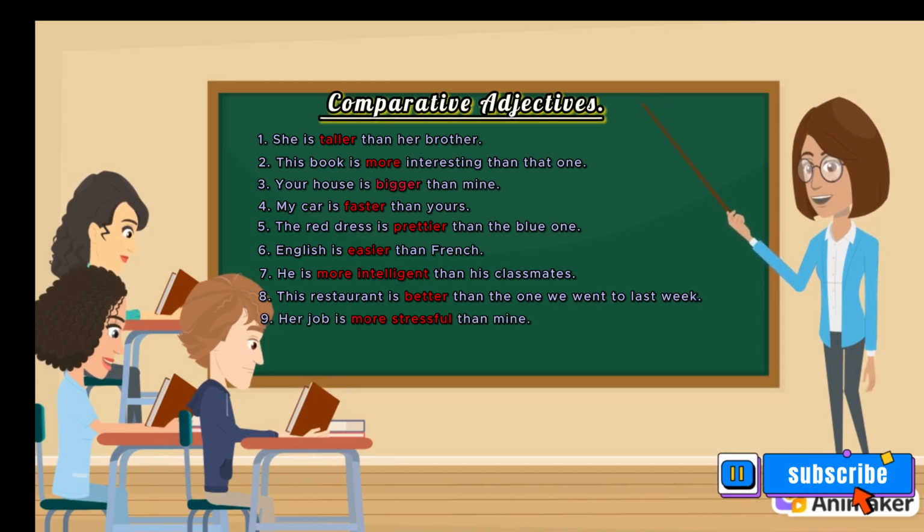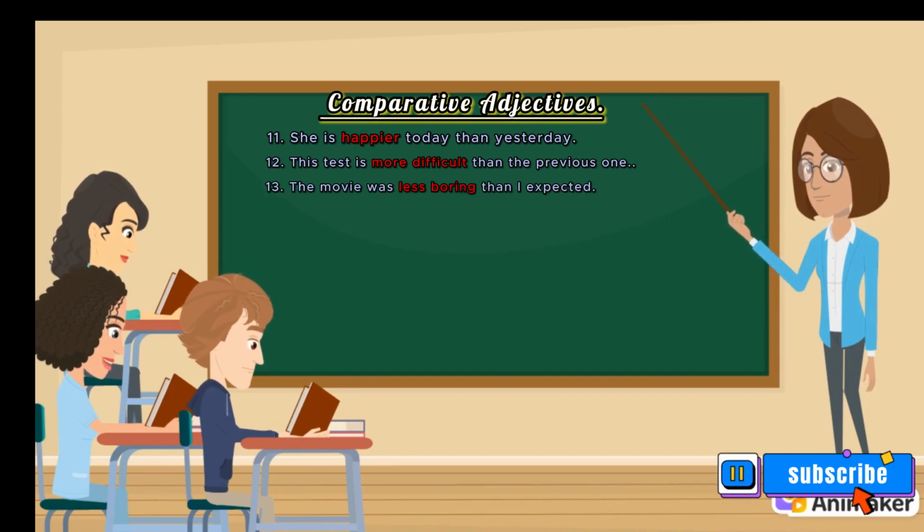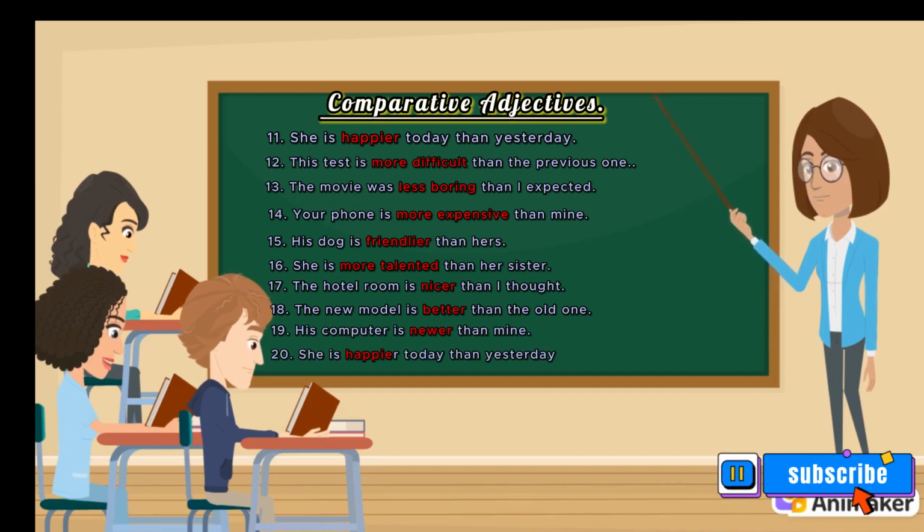Her job is more stressful than mine. My apartment is smaller than yours. She's happier today than yesterday. This test is more difficult than the previous one. The movie was less boring than I expected. Your phone is more expensive than mine. His dog is friendlier than hers. She is more talented than her sister. The hotel room is nicer than I thought. The new model is better than the old one.